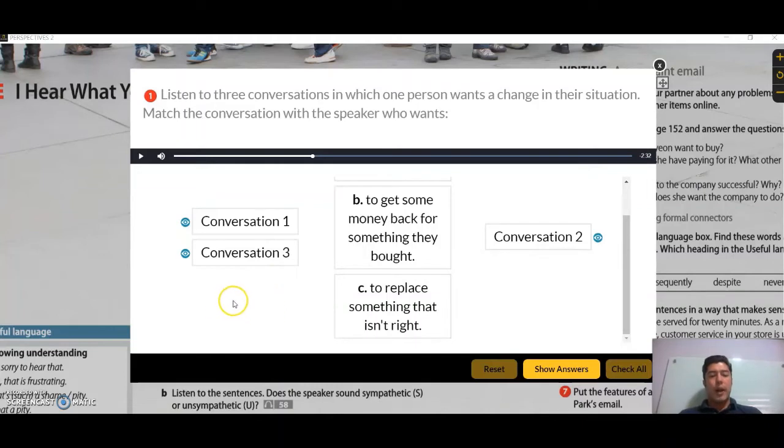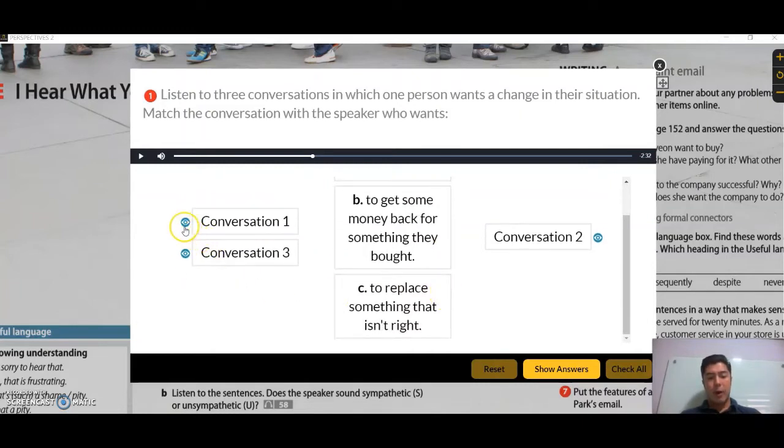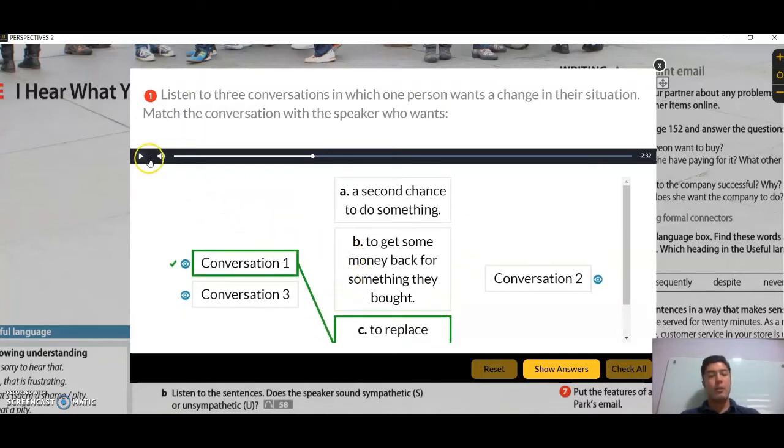Well, let's check. I think it's C, to replace something that isn't right. Why? Because, as I already told you, the seller gave this guy a game for PlayStation and he was looking for one for his PC. So it's the correct one. Let's check it. Yes, it's correct. To replace something that isn't right. The game wasn't right. So let's go to conversation 2, guys. Let's listen.